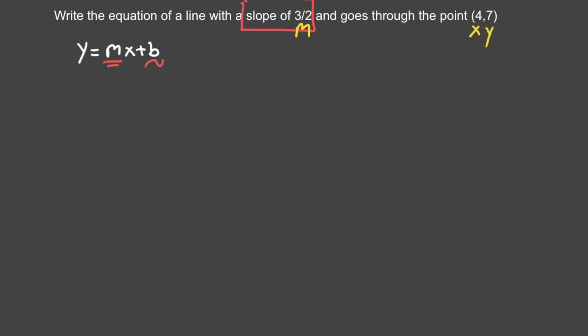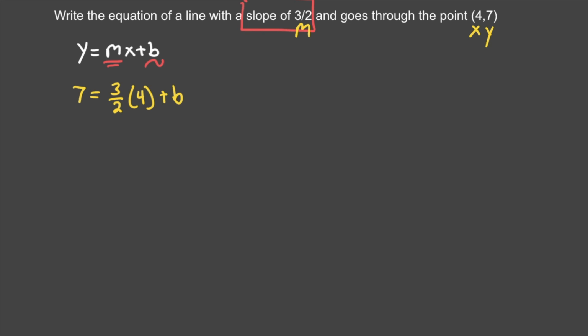So my y value I know is 7. My slope is 3/2. My x value I know is 4. I don't know what b is. This will allow me to find the y-intercept.